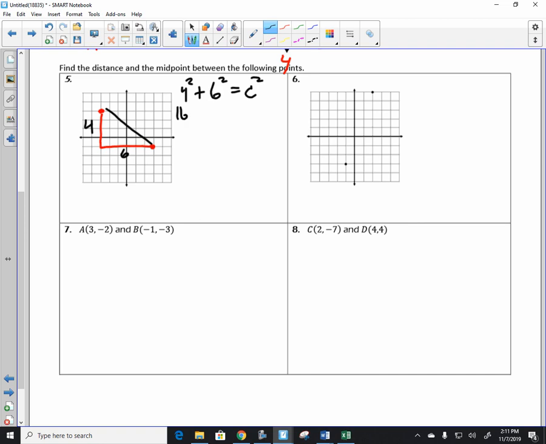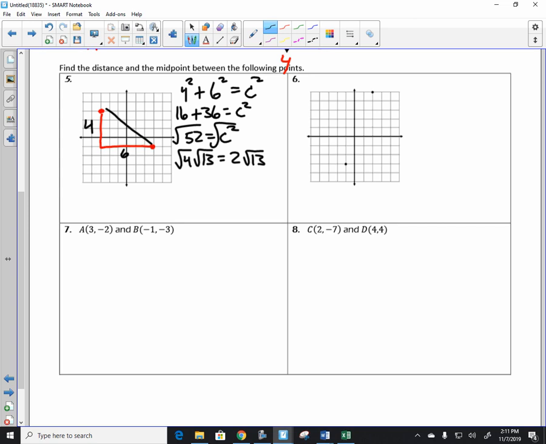4 squared is 16. 6 squared is 36. It's equal to c squared. What is 16 and 36? 52 is equal to c squared. I root both sides. What's a perfect square that divides evenly into 52? 4. You got the root of 4 times the root of 13, or 2 roots of 13.